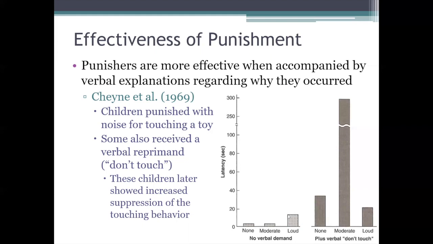And as you can see in the graph, when no reprimand was given, then the louder noise, the more intense punisher, was the most effective at suppressing that toy touching behavior. But not only did the verbal reprimand increase the effectiveness of the punishment across the board at each level of intensity, but the punishment was the most effective by far when the medium intensity noise was used rather than the higher intensity one. So, guys, one important takeaway from findings like this is that not only can providing a verbal rationale like that make a punisher more effective, it also seems like it might allow you to get away with using a less intense punisher than you'd otherwise have to.